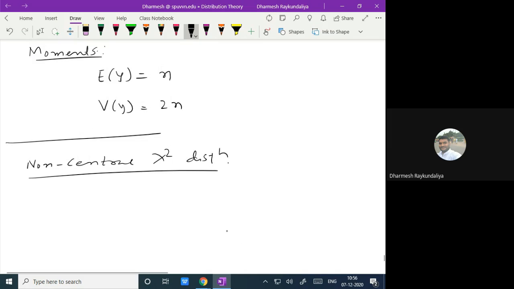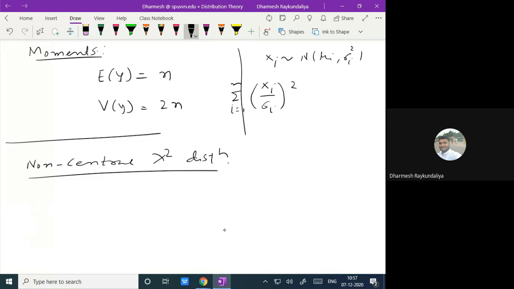Here, we are given that Xi is normal with mean mu i and variance sigma i square. Now, instead of (Xi minus mu i) upon sigma i whole square, I wish to find Xi upon sigma i whole square, i running from 1 to n. Then it is not central, right? Because the mean mu is present. Then it is a non-central chi-square with n degrees of freedom, and the non-centrality parameter is lambda, where lambda is nothing but the summation of mu i square upon sigma i square. So that we will prove.